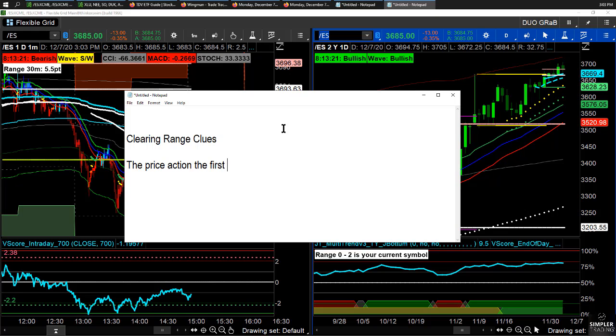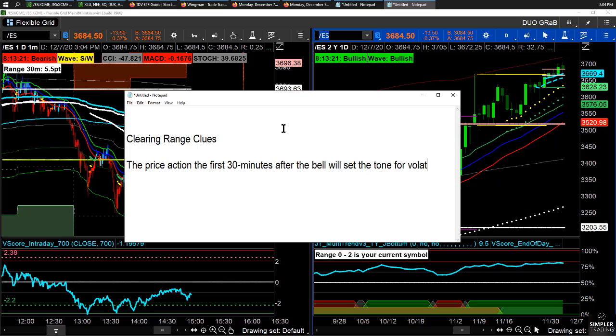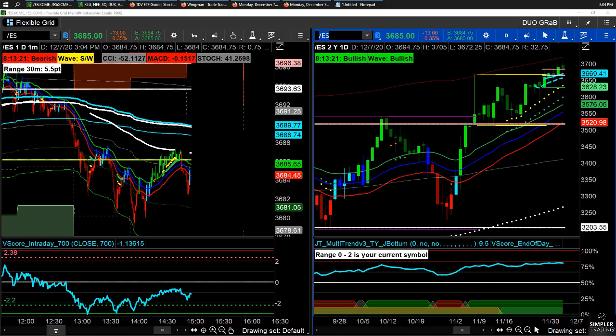The first 30 minutes after the bell will oftentimes set the tone for volatility, for breakouts and follow through, and for risk, right? Today's range was very narrow. Now, how do we know that?